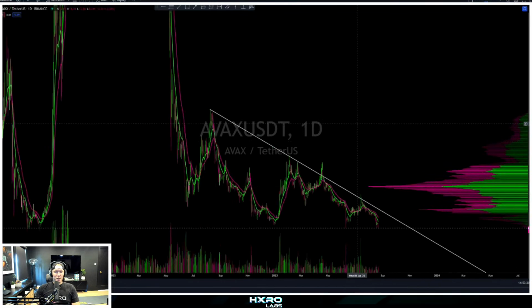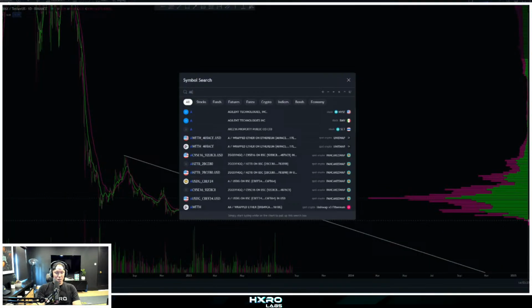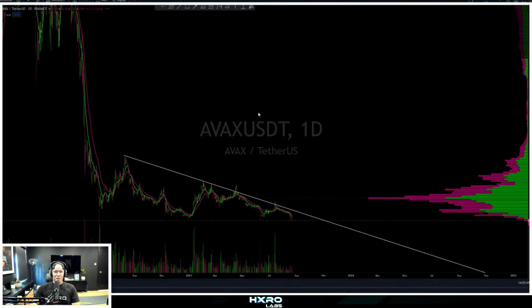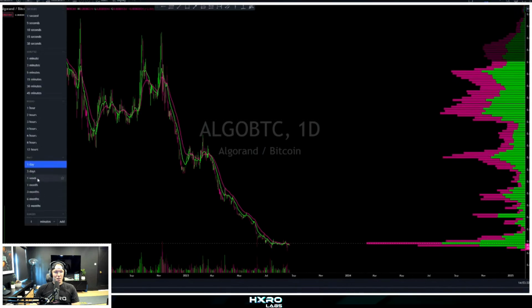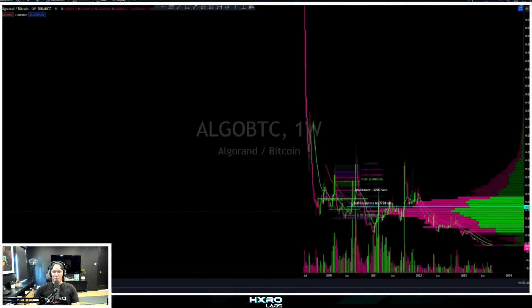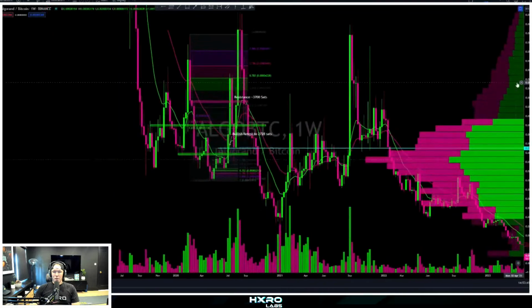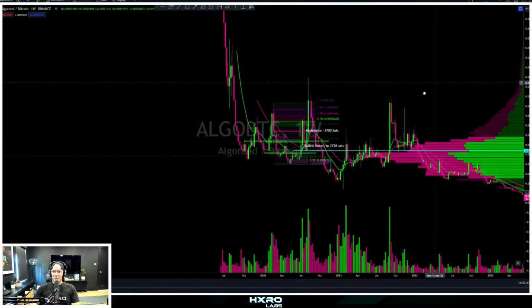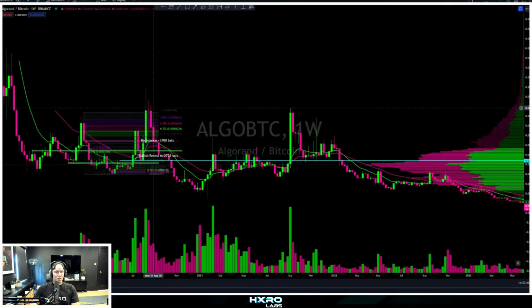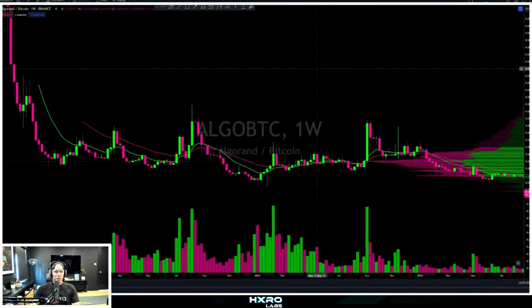So yeah, it doesn't always work, but when you look back, I think I have one actually that was really sweet. It was ALGO BTC last cycle. See, it's come way off since then, but look at this last cycle. It was perfect. Was it ALGO BTC or ALGO UST? Yeah, it's confusing. I think it might have been this one.